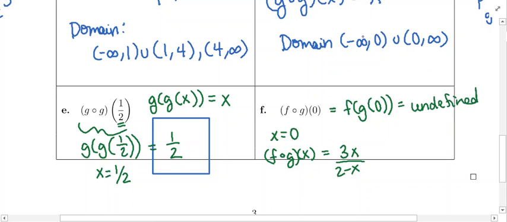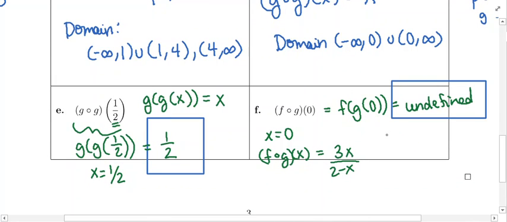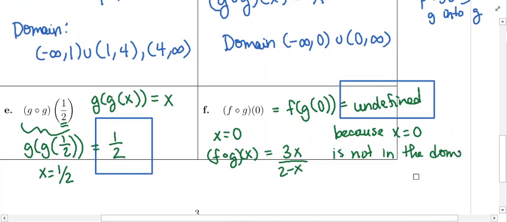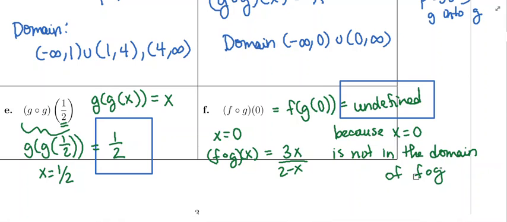That's the answer. It's undefined, and let me put why, because x equals 0 is not in the domain of f of g. So when you're evaluating these composite functions, you need to go to the composite function that you formed and simply plug in the x value to get an output. However, you have to be very cautious. You have to consult the domain because those, like I said, bad spots are not obvious from the simplified formula.